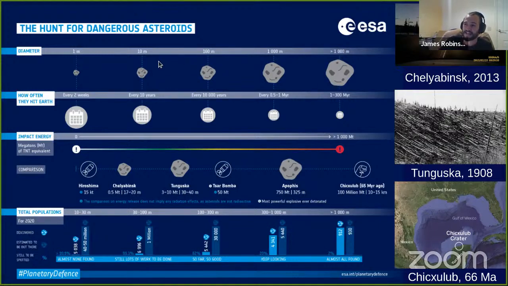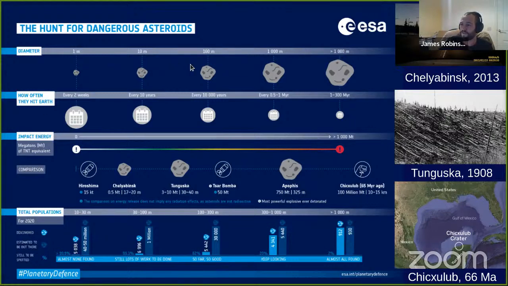But then we start getting to bigger objects and more devastating events. Looking further back, there's the Tunguska event from 1908. This was a large explosion over Siberia that flattened around 2,000 square kilometers of forest. The best explanation for this is an airburst explosion similar to Chelyabinsk, but on a larger scale. They estimate that the Tunguska object must have been about 40 meters in size.